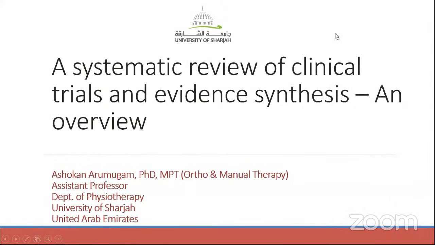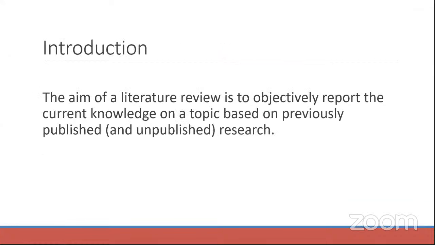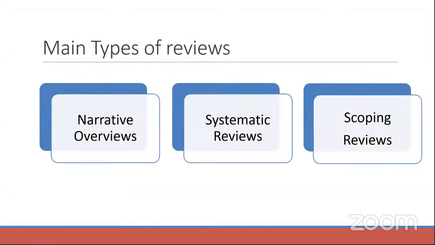Okay, today I'm going to present an overview of how to perform a systematic review of clinical trials and do evidence synthesis for it. The aim of a literature review is to objectively report the current knowledge on a topic based on previously published and unpublished research. First, I'll give an overview of main types of reviews that could be performed, followed by that, I'll talk in detail about systematic reviews.